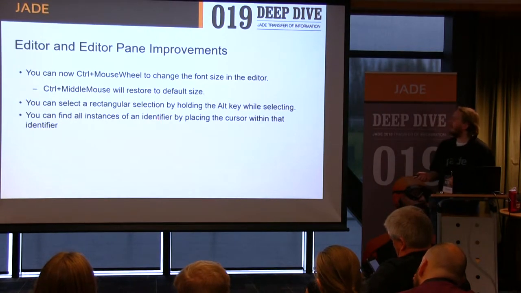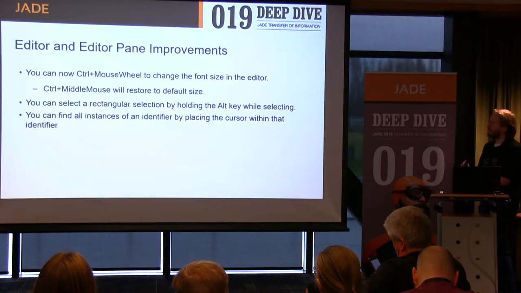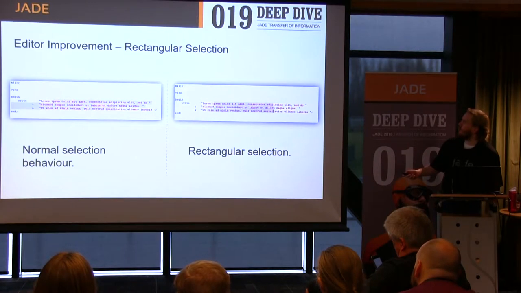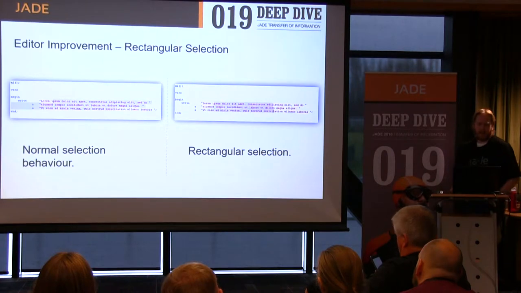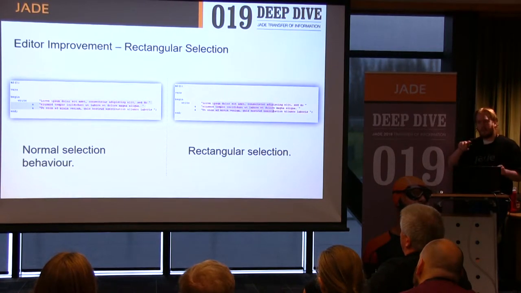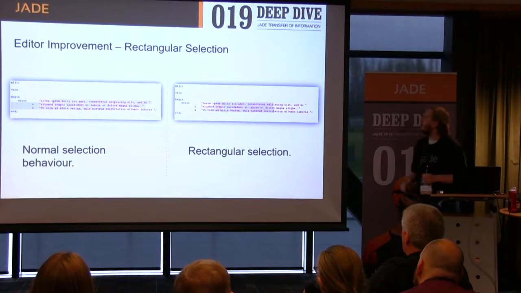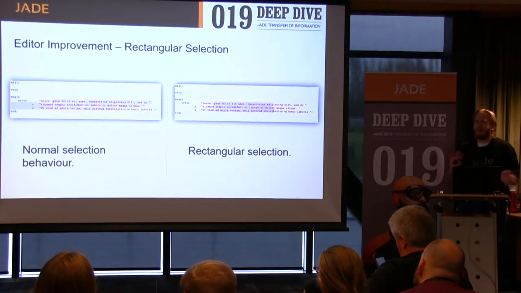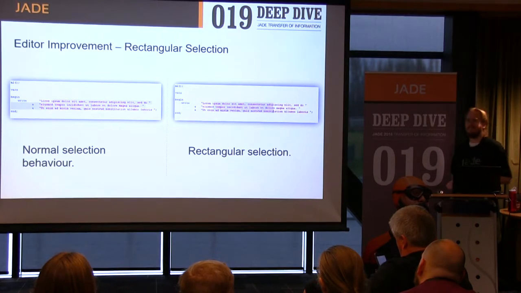The next thing is we've got a couple of features around here: rectangular selection, I'll show you what that looks like, and also finding all instances of an identifier. So, rectangular selection. Normally that's how you select something. If you want to make one of these square or rectangular selections, you just hold the Alt key while selecting. You can hold Alt, click and drag, and it'll do a rectangular selection rather than the normal one. I don't know how many uses there are for that. One could be if you've got a whole bunch of prefixes, you could Alt and drag. Bob shaking his head, yep.